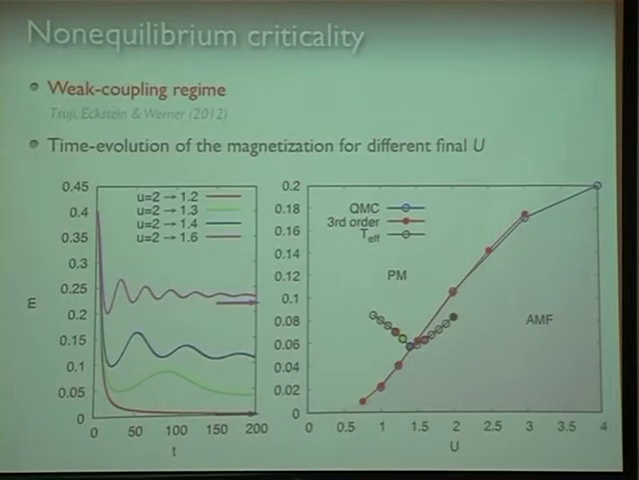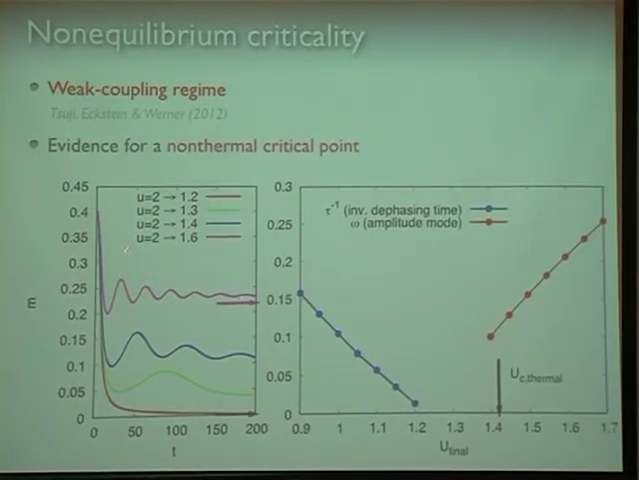So let us then quantitatively analyze these curves here and, for example, measure the frequency of these amplitude oscillations for the different interactions. And that gives this curve here, which plots the frequency of the amplitude mode as a function of the final interaction. And on the weak coupling side, we can analyze these exponentially decaying curves and measure the decay time. If we plot the inverse decay time or dephasing time as a function of interaction, we get these blue dots here. And now the very interesting thing is that these two lines, the red and the blue one, extrapolate to zero at some point here, which is obviously different from the interaction where the thermal phase transition takes place. So there's something like a critical behavior associated with a non-thermal critical point, which does not exist in equilibrium.